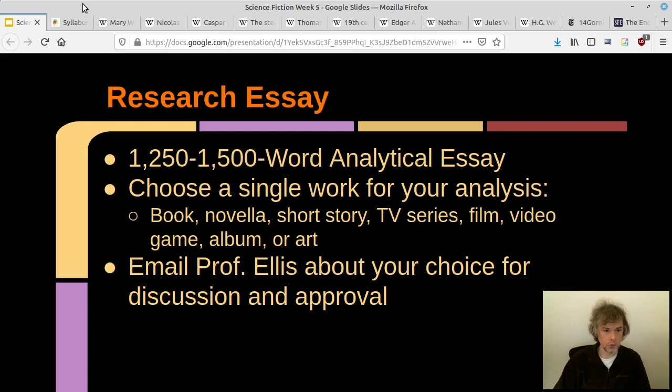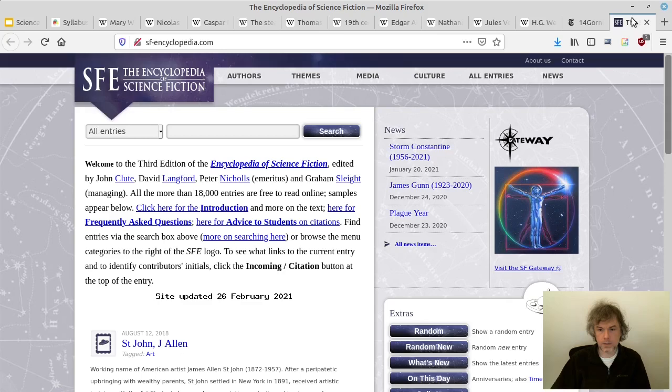Also, as another resource you can use in your research, because I said your research needs to come from the library, right? Because those sources are all vetted. We know that this is good information that you'll get from those sources in the databases and in ebooks. I also want to say this is an acceptable source for you to use as a quotable resource. And that's called the Encyclopedia of Science Fiction. And you can see the link on your screen right now, sf-encyclopedia.com.